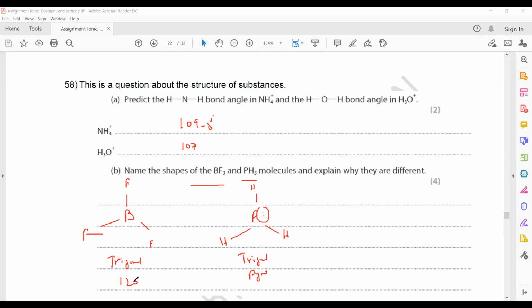What is the bond angle? 120. What will the bond angle be for PH3? 107 degrees. And why is there a difference? Because BF3 contains only bond pairs, so bond pair repulsion is less. But PH3 contains a lone pair and bond pairs, and lone pair repulsion is more. That is why the bond angle is smaller. Is this answer for question 58 clear? Because PH3 has a lone pair and there is more repulsion from the lone pair, that's why the bond angle decreases, or a smaller bond angle is there.